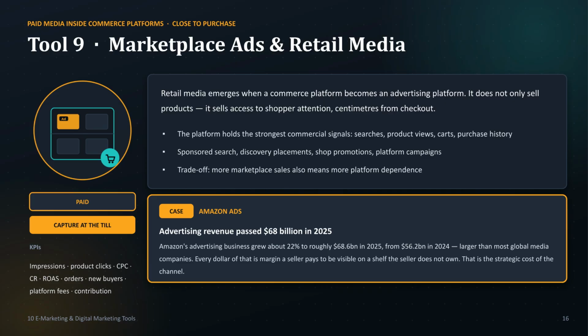Tool 9 is marketplace ads and retail media. Here, the platform itself becomes the store. By advertising on platforms like Amazon or Shopee, you reach shoppers exactly when they are ready to buy. Just remember, it creates platform dependency.